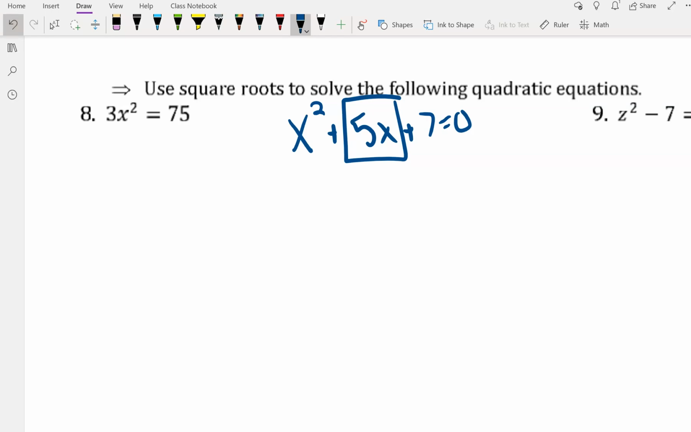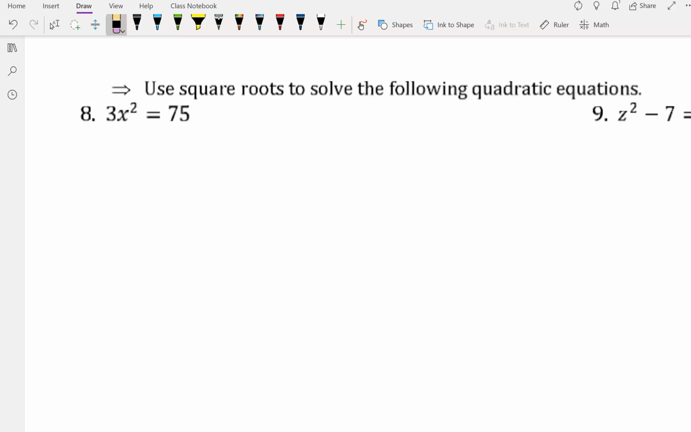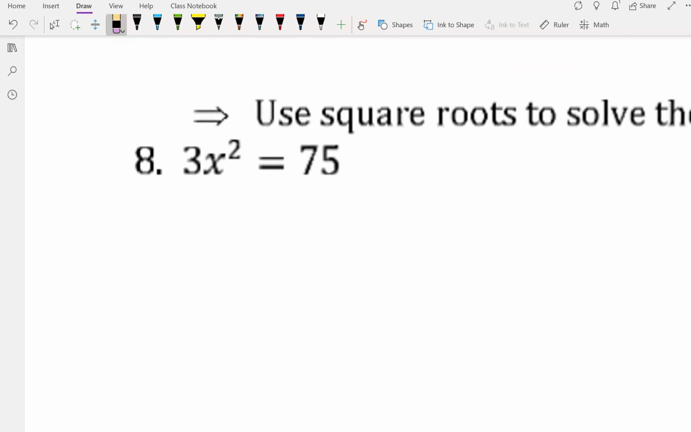The reason is because if I try to square root, I'm going to end up with a square root of x, which I don't want in my answer. So only use this method if you have an x squared but no x. So this method is kind of like old school solving, like you learned in the beginning of Algebra 1. To solve, the goal is to get x by itself. We're trying to move things away from the x.